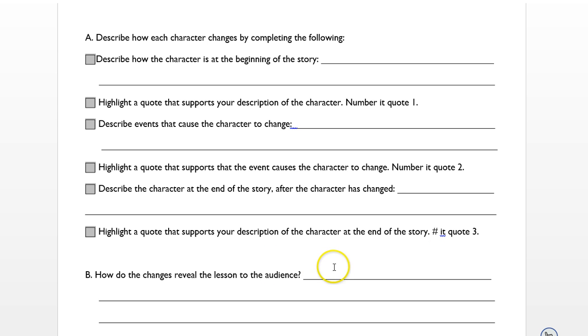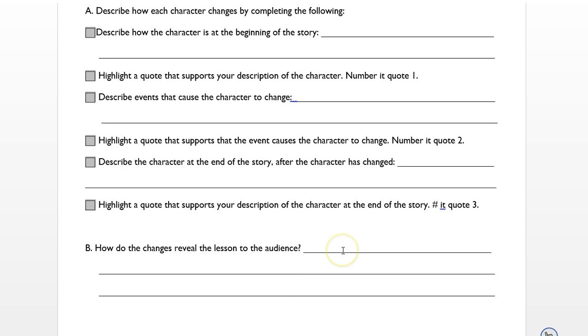And then how does this change reveal the lesson? So what's the lesson learned or not learned? Maybe the character didn't learn a lesson, but we as the audience do because something bad happened to that character, right? So how do we learn? Because Orpheus didn't make it.